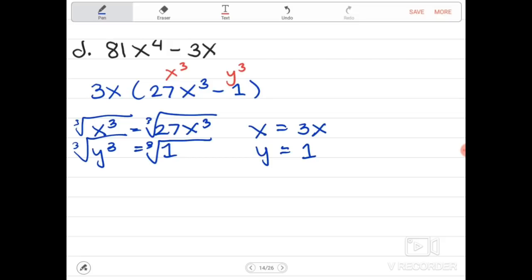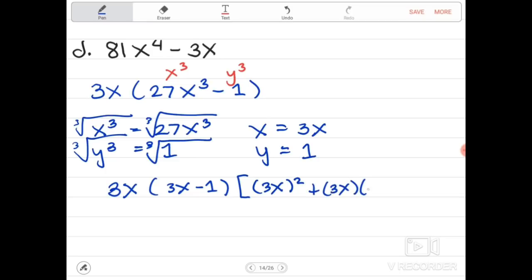Substitute na natin sa formula. So, minus siya doon sa pangalawa sa color green. So, we have 3x, then 3x minus 1, 3x squared plus 3x times 1 plus 1 squared. So, simplify na natin to arrive with the final answer.